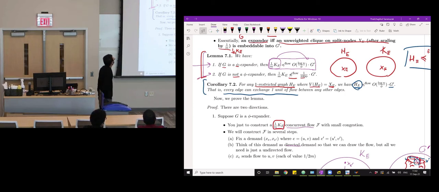One sec. Let me think. There might be some expander where you don't lose a log n factor. For example, if G prime itself is a complete graph, like G prime itself is 1 over m for each edge, then you don't lose any log n factor. But there will be some expander where you will lose a log n factor. And actually, this is something that you will see in the homework.